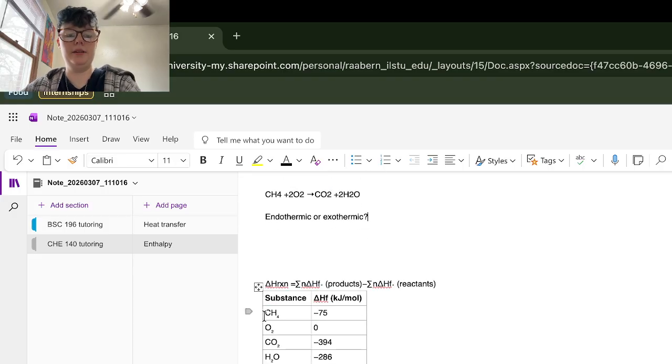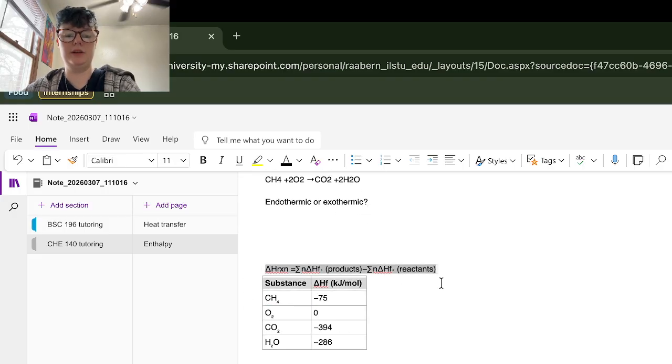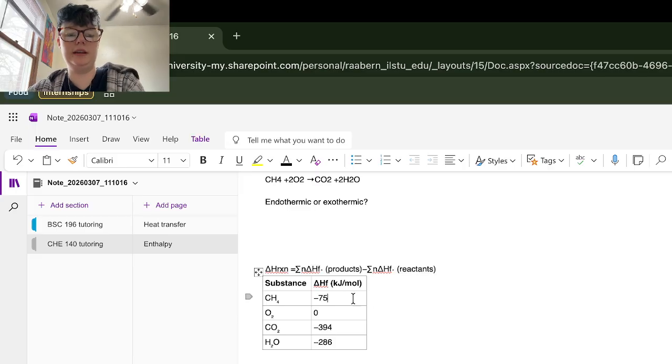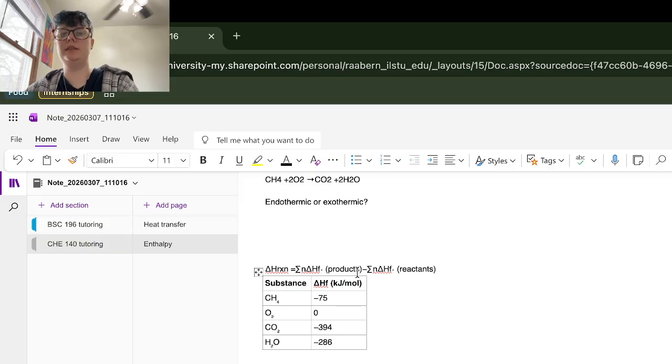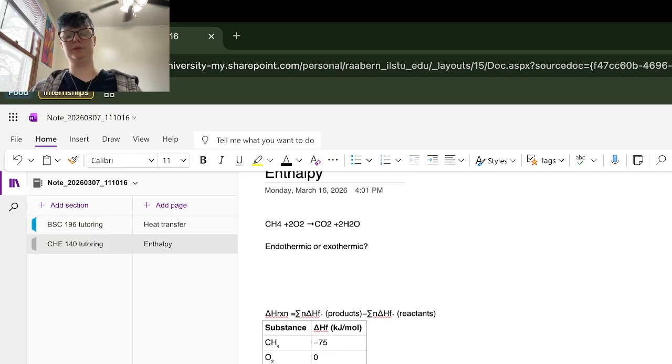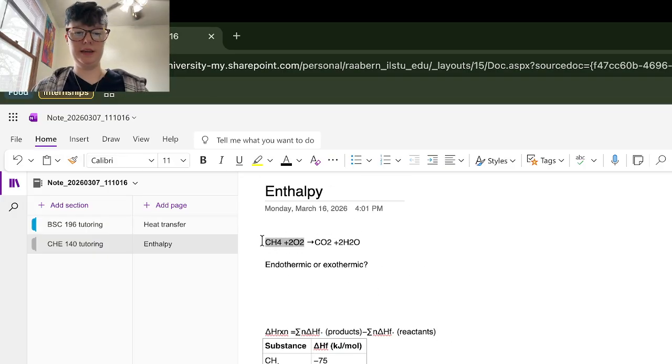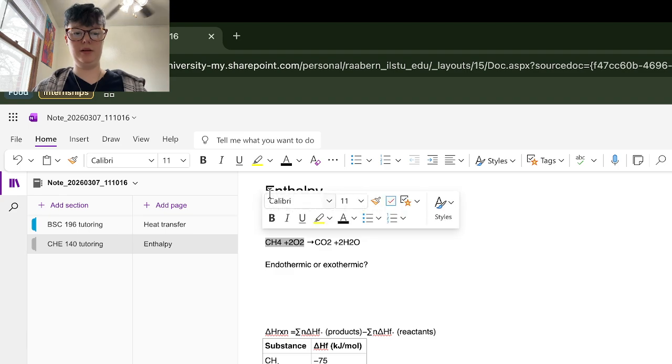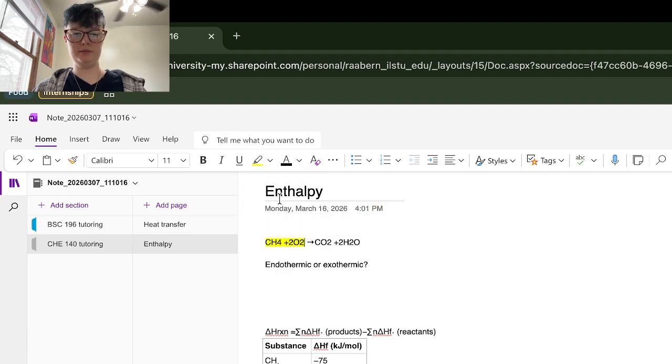So I have the equation down here. Basically delta H is the sum of the products minus the sum of the reactants. I know that this looks a little bit intimidating, so let me just break it down. So here we have the sum of our reactants. I'll do this color code for you guys.